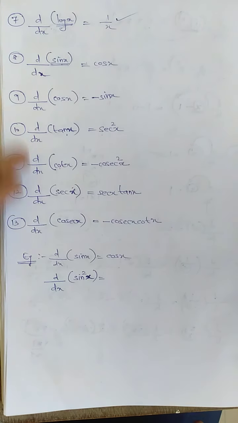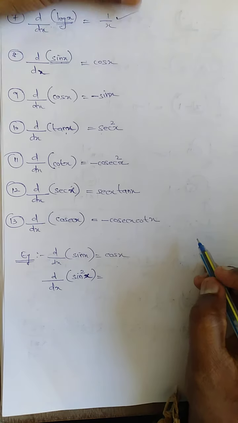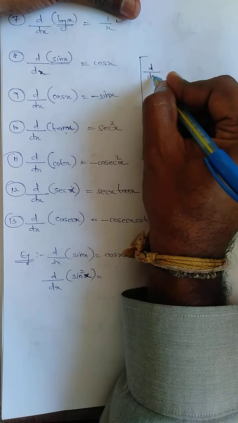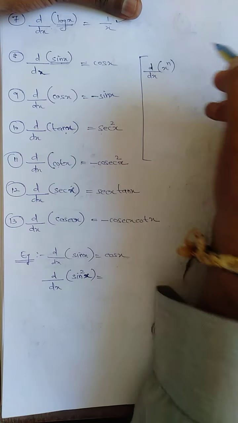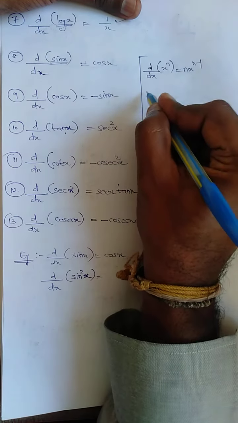Sir, there is no square at all, sir. Differentiate of sin square x. So, there is no sin square x differentiation formula. I have taught you already: differentiate of x power n. Listen students, very, very important. Differentiate of x power n is nothing but bring down the power and reduce the power by 1.